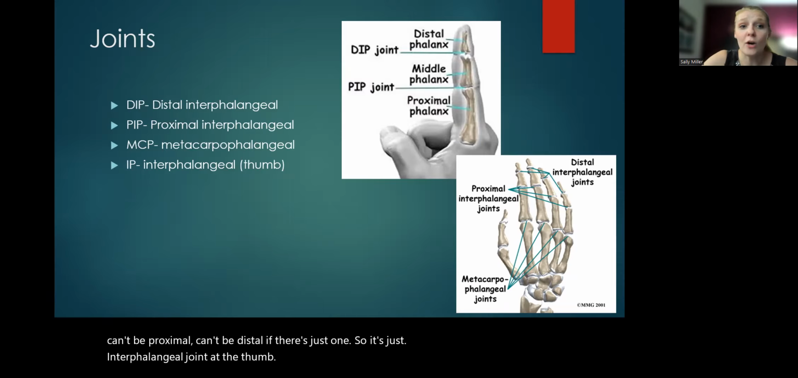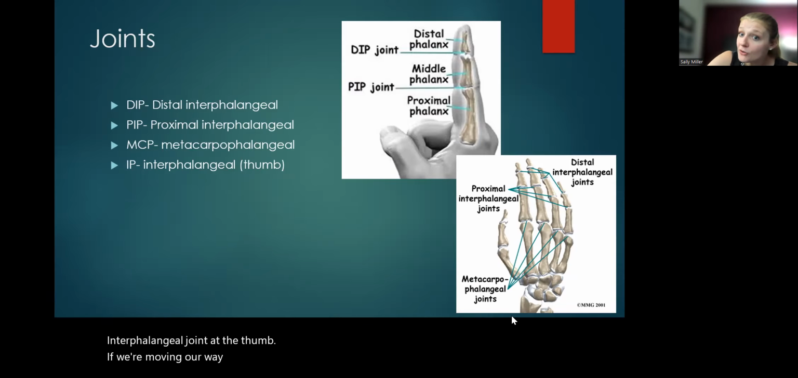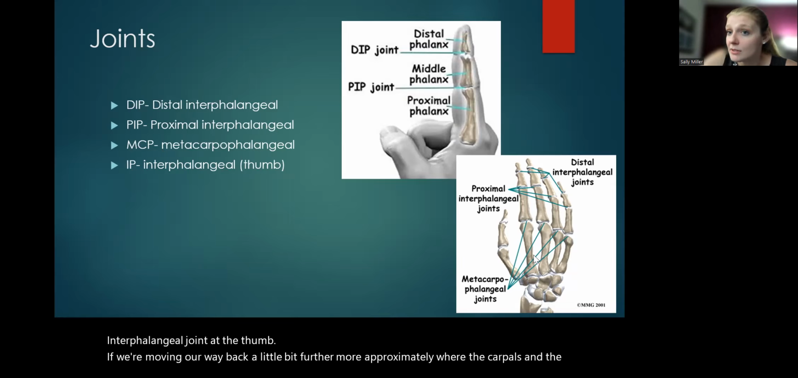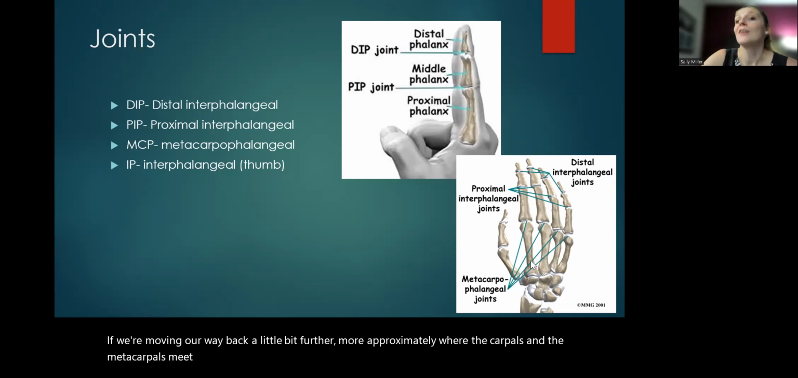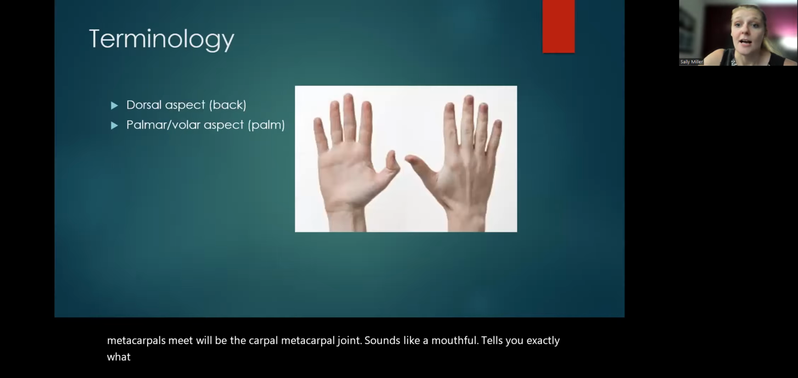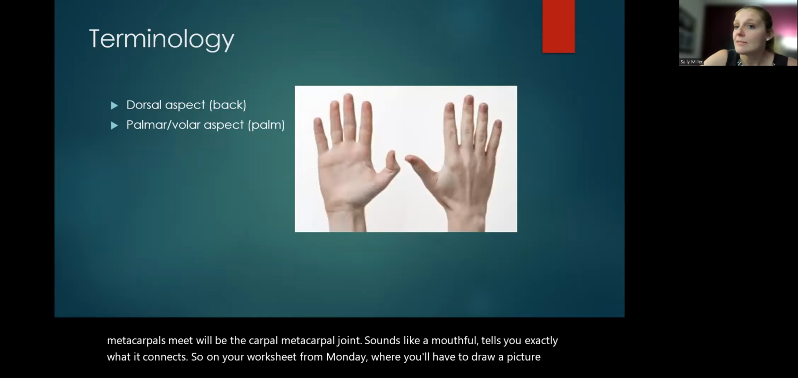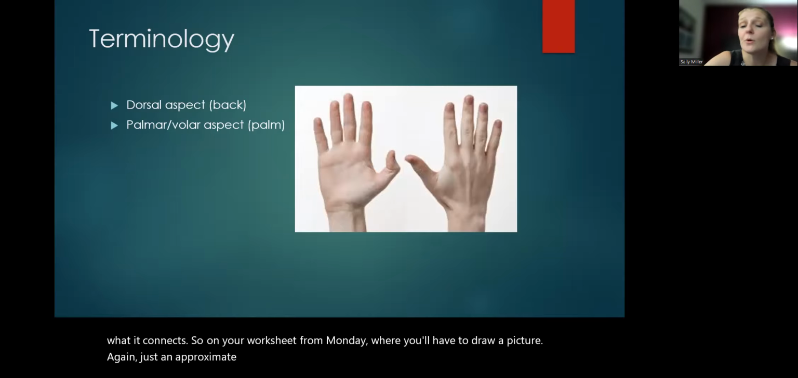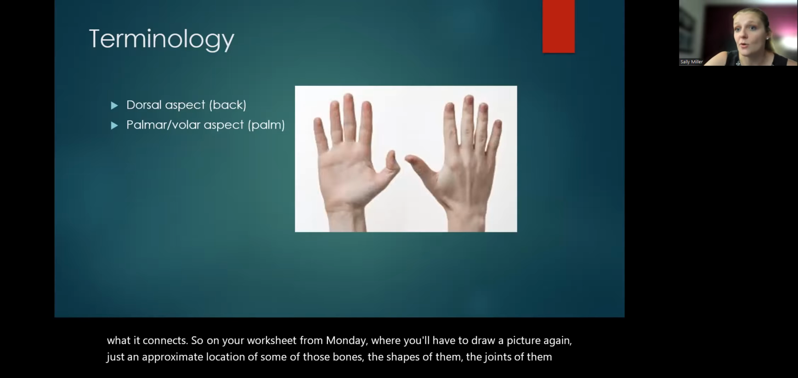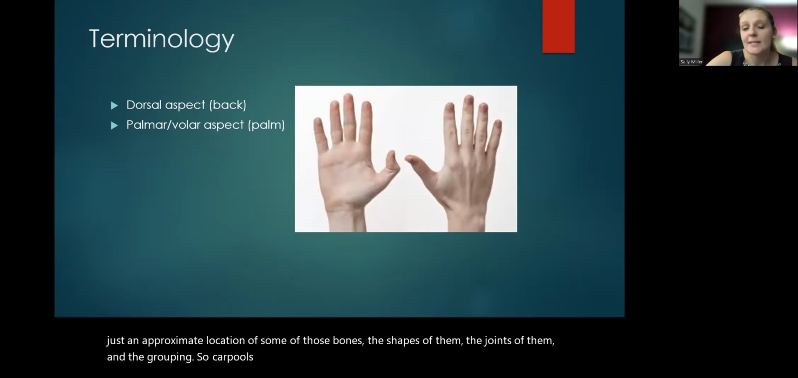If we're moving our way back a little bit further, more proximally, where the carpals and the metacarpals meet will be the carpal metacarpal joint. Sounds like a mouthful, but it tells you exactly what it connects. So on your worksheet from Monday, where you'll have to draw a picture, again, just an approximate location of some of those bones, the shapes of them, the joints of them, and the grouping. So carpals, metacarpals, things like that.